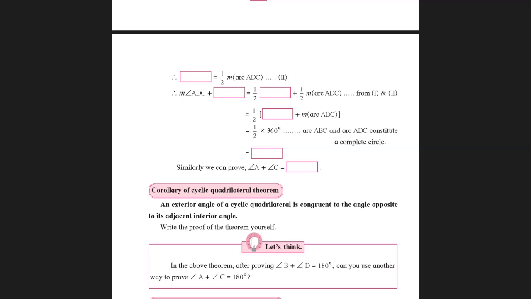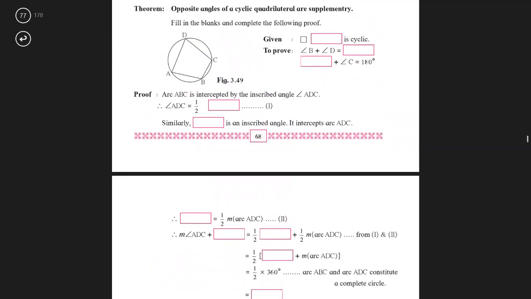Similarly, we can prove angle A plus angle C equals 180 degrees. So this is how you have to complete the boxes and fill them up. I'll explain this theorem to you. Look at the figure and try to understand what you have just written.